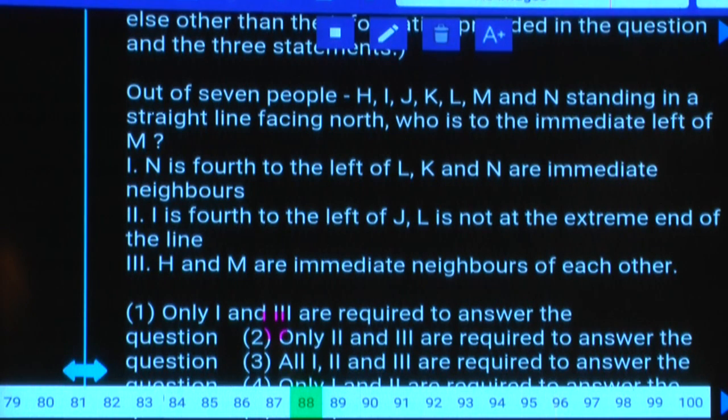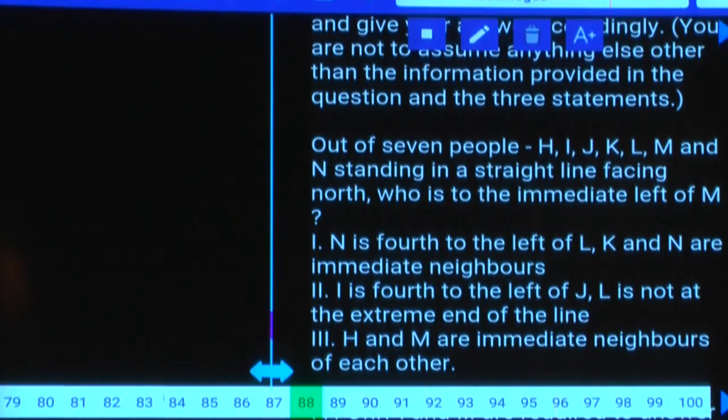Out of 7 people H, I, J, K, L, M and N standing in a straight line facing north, who is to the immediate left of M? Now sir, all the persons are facing towards north only. 1, 2, 3, 4, 5, 6, 7. Now we need to identify the person who is to the immediate left hand side of M. Isn't it? Now immediate left of M.